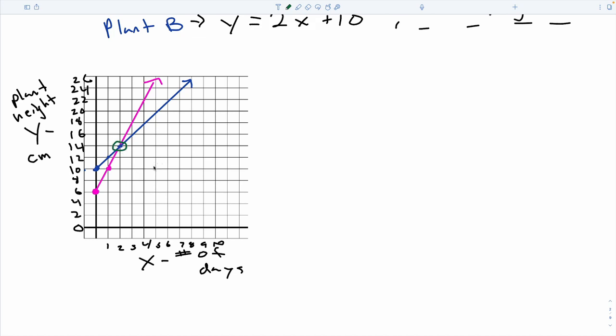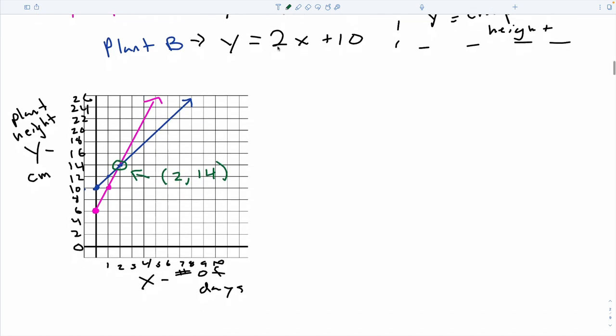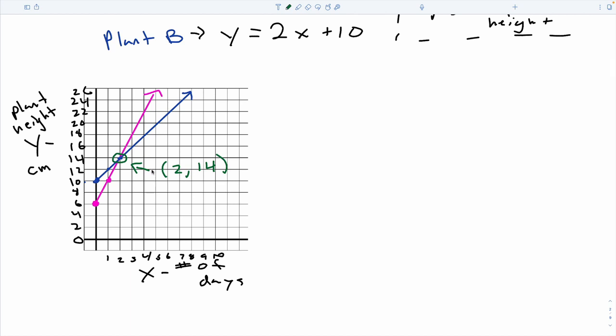What is our solution to this system? Then we'll chat about what it means. What's the solution to this guy, Jersey? Okay, good. (2, 14) is a special couple, or a special friend group. They can go into the club 2x plus 10 and 4x plus 6. They're the only match that will work.